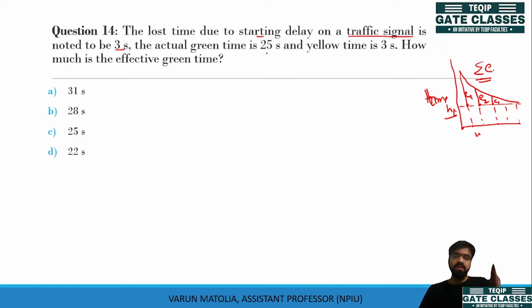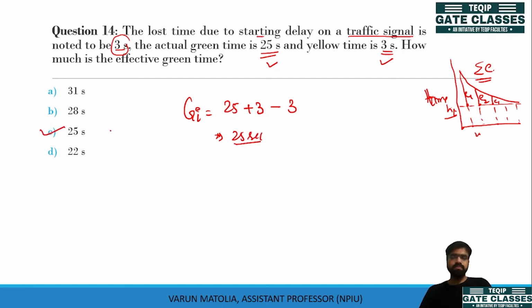The actual green time is 25 seconds. The yellow time is 3 seconds. How much is the effective green time? This we know. This duration and this duration is applicable as green time when we are allowed to move in the intersection. And this is the time lost from this duration. So we have effective green time as 25 plus 3 minus your lost time. This is 25 seconds. So this is your answer.